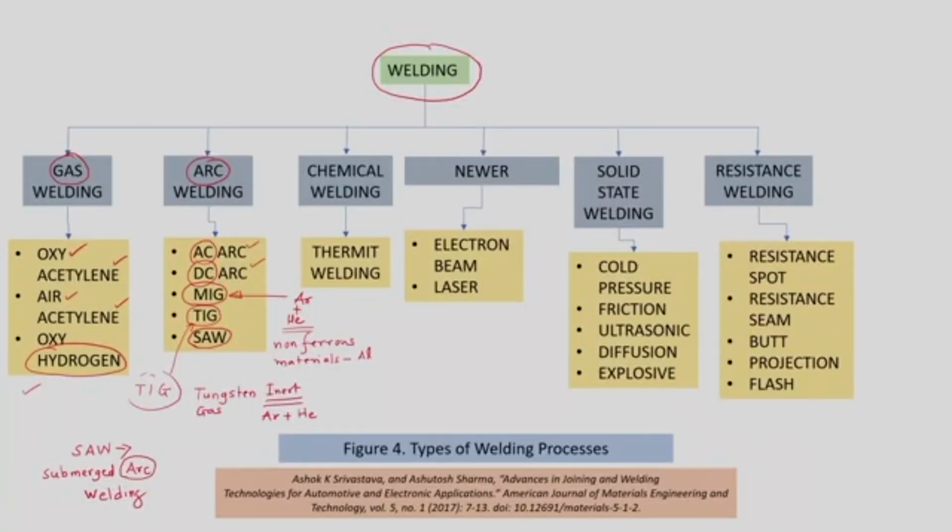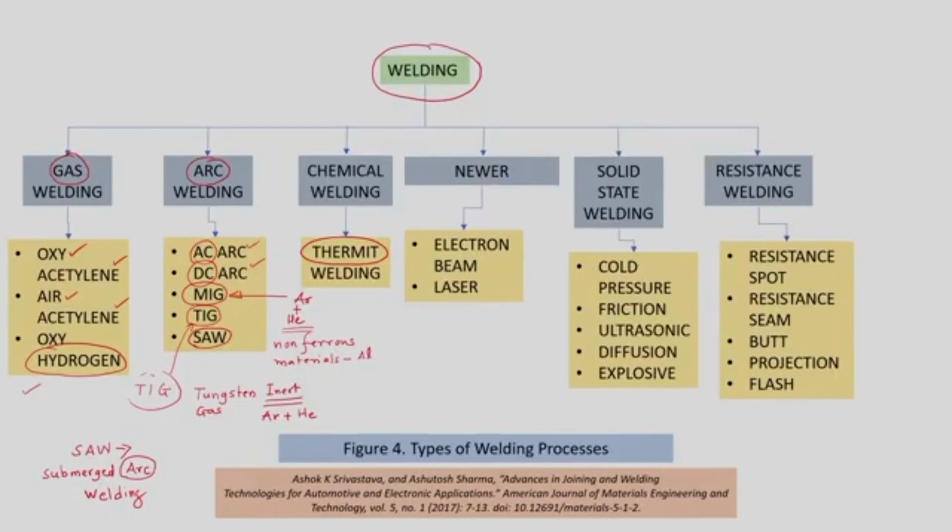So, when we use chemical energy, the heat energy which is generated due to the chemical reaction is called chemical welding, and a very popular and useful chemical welding process is thermite welding, which is very useful in joining the rails which we are using for locomotives. To join the rails of the locomotives or trains, we are using this thermite welding process.